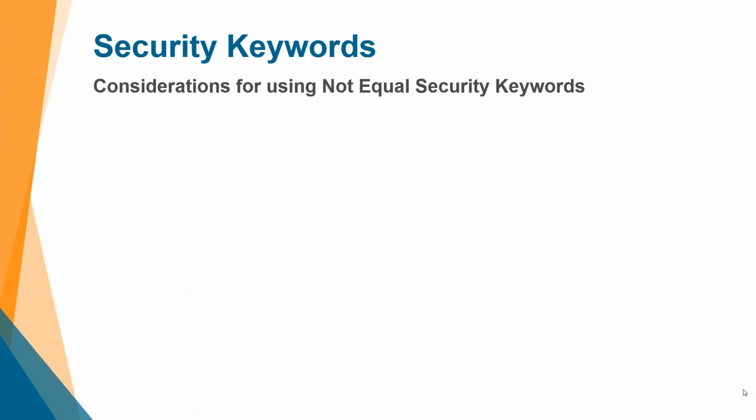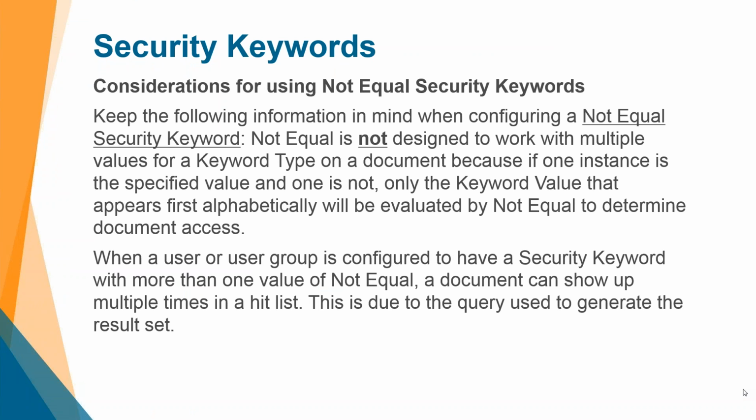So we talked about it briefly before, but considerations for using not equal security keywords. Keep the following information in mind when configuring not equal security keywords. Not equal is not designed to work with multiple values for a keyword type on a document, because if one instance is the specified value and one is not, only the keyword value that appears first alphabetically will be evaluated by the not equal to determine document access.